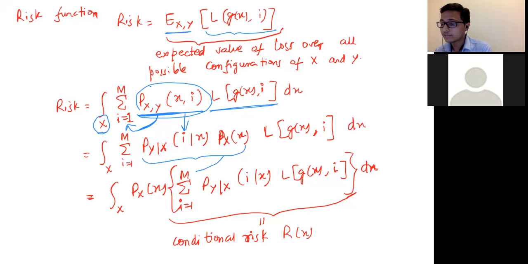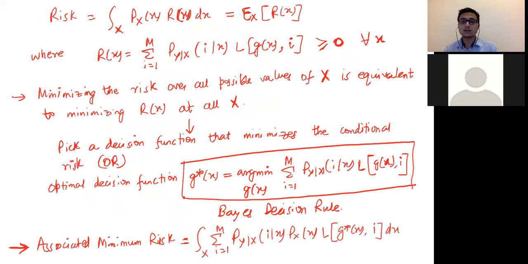As you can see here, we can remove it outside of this summation, and thus we have an expression in this second bracket, which we call the conditional risk. So this conditional risk gives the value of risk for a particular value of x, that is, given the value of your observation, what is the risk value. So using this conditional risk, we can now go on to formulate our Bayes decision rule.